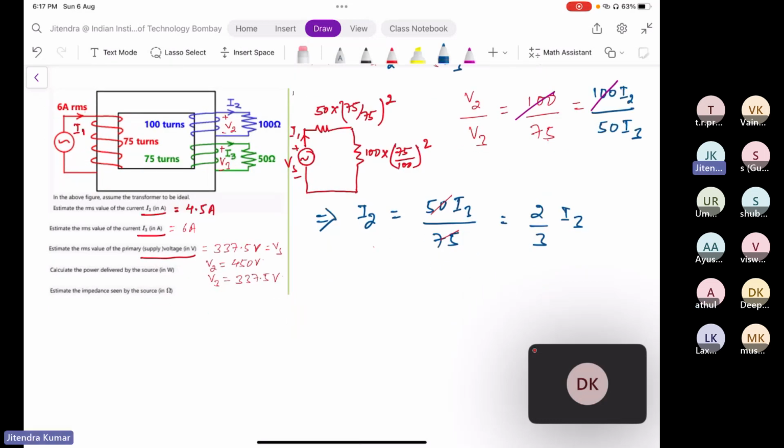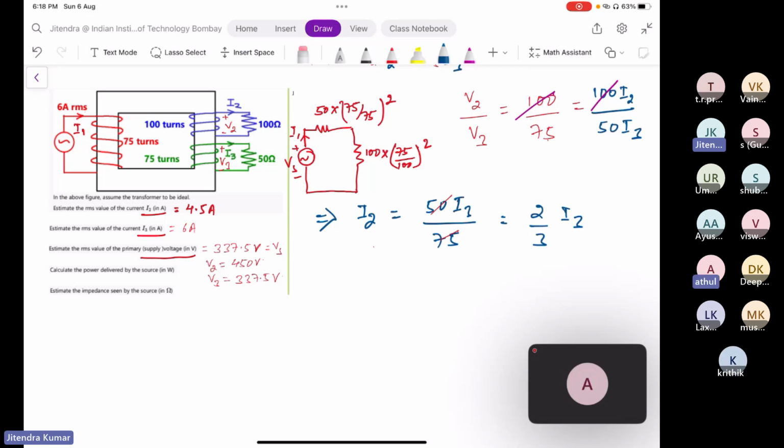Sir, how did the relation V2 by V3 equal to 100 by 75 come? Both are secondary, no? Yeah, both are secondary, but both are different windings. So you can consider one as a different winding, kind of tertiary. Let's suppose they are on the secondary side of the transformer, but it does not necessarily mean that both are secondary windings. Did you get my point?